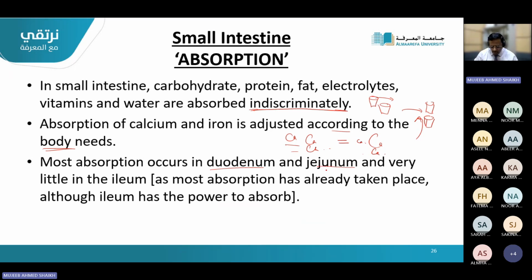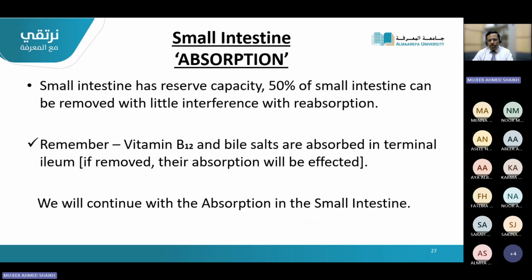So what is the ileum doing then? What is the role of the ileum? They say the ileum, or maybe half of the small intestine, is just like a reserve. Only in case of emergency will it be used, whereas the remaining half is actually functioning. So what is the role of the ileum then? Absorb vitamin B12, yes.